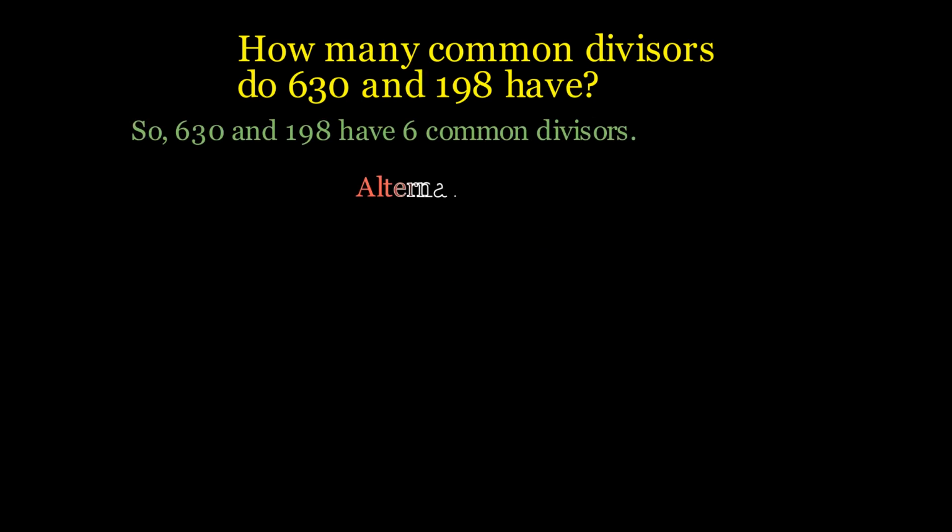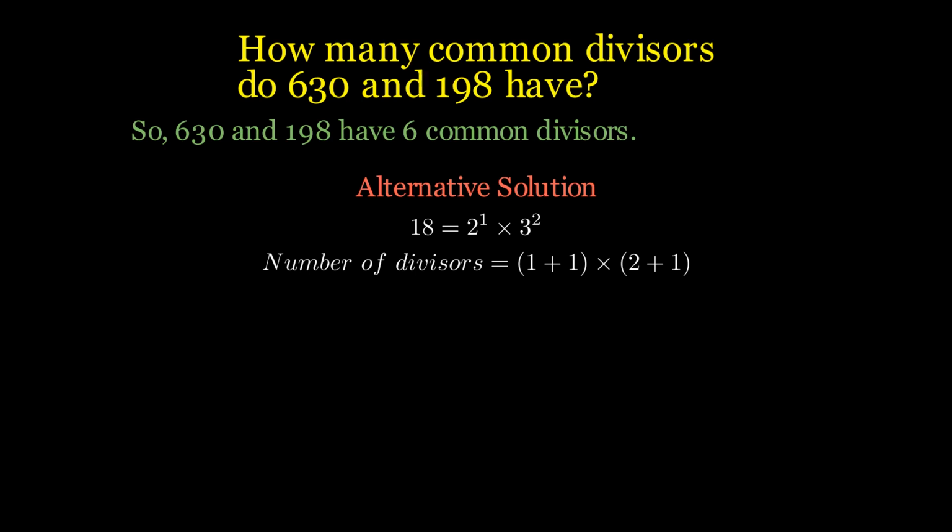Here is an alternative solution. We take the prime factorization of 18, which is 2 to the power of 1, times 3 squared. The number of divisors is found by adding 1 to each exponent, and then multiplying the results. That gives us 2 times 3, which equals 6 divisors. So again, we confirm that there are 6 common divisors.